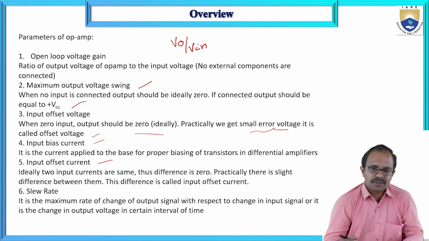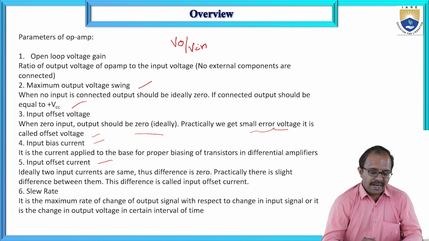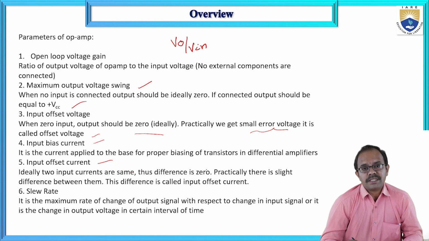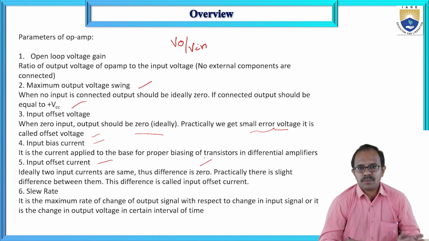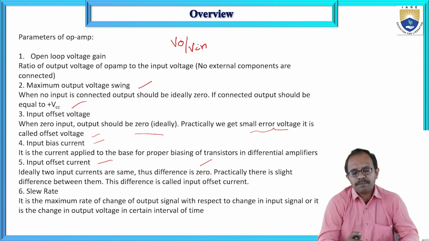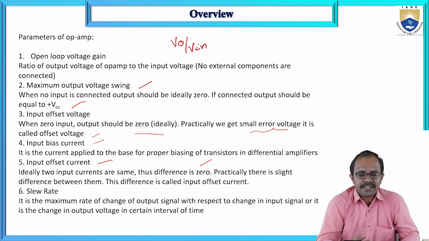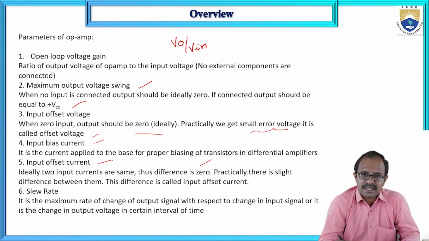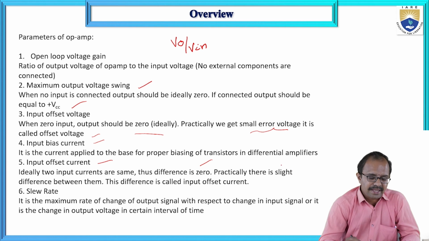And similarly, we have input offset current. This is very similar to the previous one. What we said, ideally two input currents are same. The difference will be 0 because we have two transistors, right? Two input currents are going to be the same. When both are same, in the ideal situation, there will be 0 current at the output. But practically, there is a slight difference between them. This difference is called the input offset current.